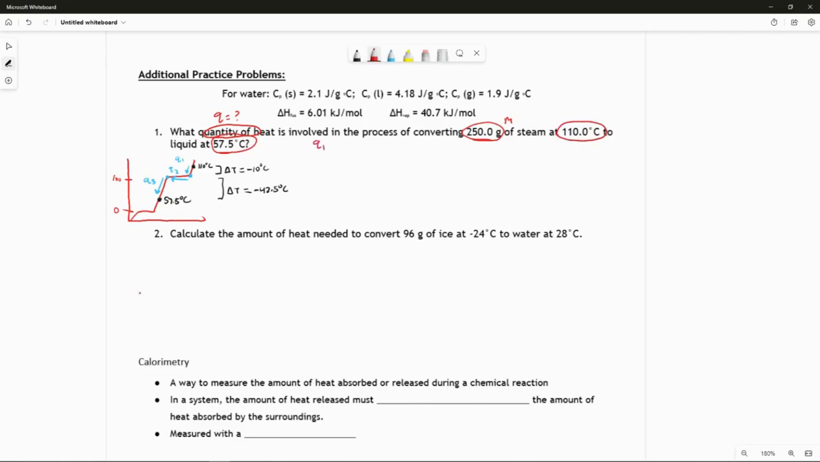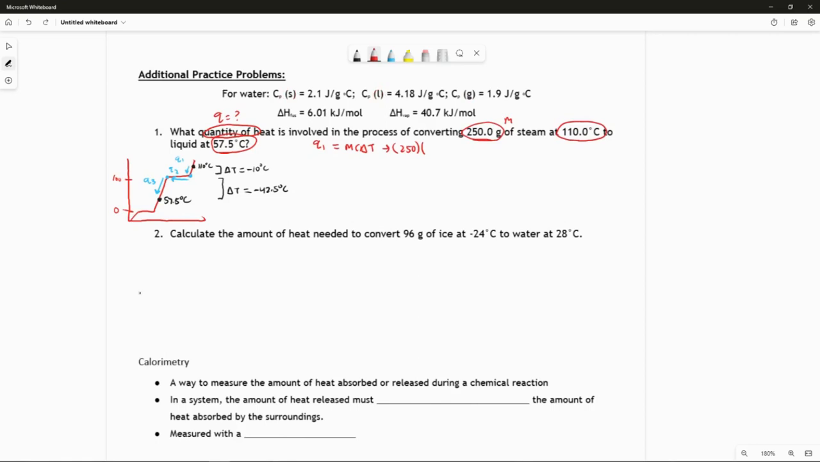Q1. Let's solve Q1 first. Q1 has a slope, right? Q1 is going from here down to here. It has a slope, so we can use MC delta T. Mass of water is given, 250 grams. C of water: now there are three values of C. We have C for solid, C for liquid, and C for gas. We have to look at it closely and figure out what we are using.